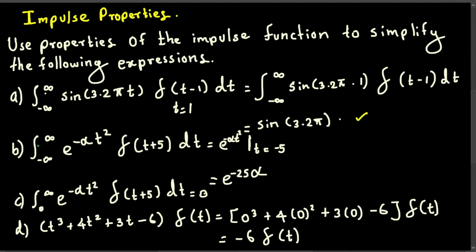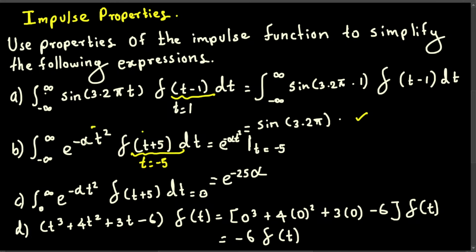Now let's look at the b part. The b part is the integration from negative infinity to infinity of e power negative alpha t square, and here also we have a shift for the impulse function, delta of t plus 5, and here t is minus 5. If you want to find the t value, just take t minus 1 and equate it to 0. That gives you t is equal to 1. And t plus 5, equate it to 0, you get t is equal to minus 5. So here the t is minus 5, and we can plug that in instead of this t.